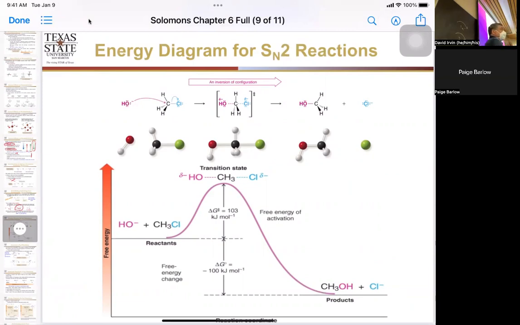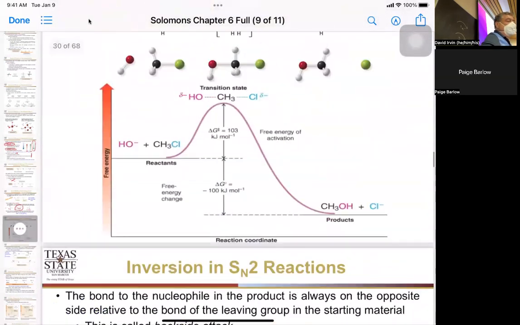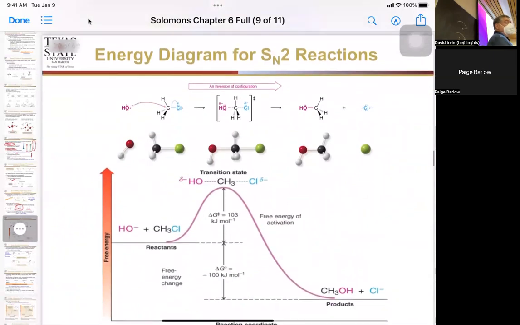Questions on that? Okay, so that makes it fairly interesting to do. Now, what we saw here is look where our nucleophile is coming in. It has to come in at 180 degrees from the thing that's leaving. Why?